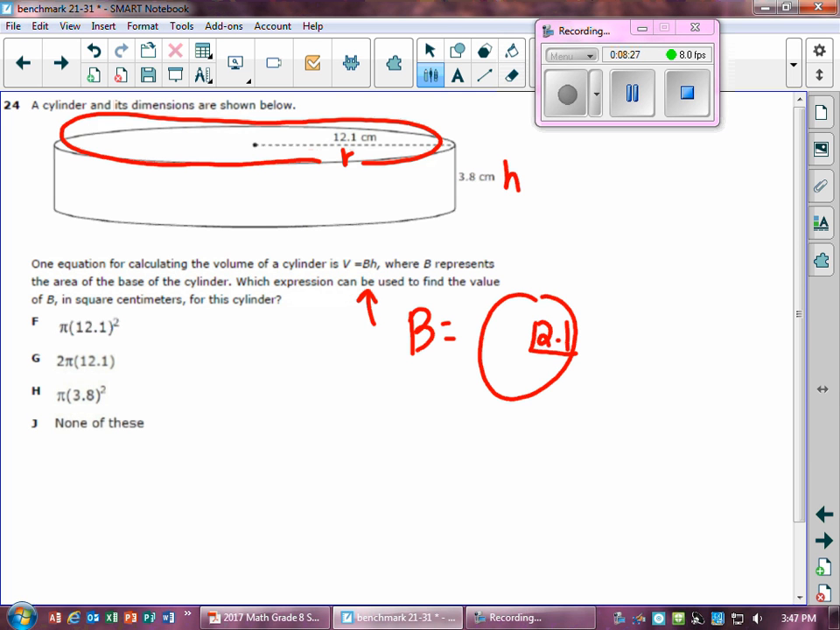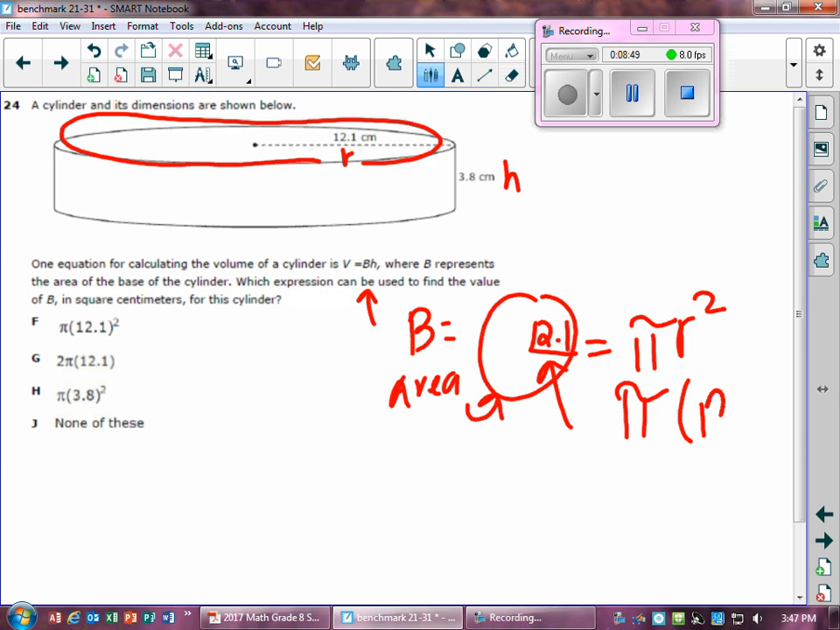Well, hello, this is area of a base, so we're trying to find the area of a circle. Area of a circle is basically just pi times the radius squared. It gives us that radius. It's saying pi times my radius, which is here, 12.1 squared. That is my area of the base.